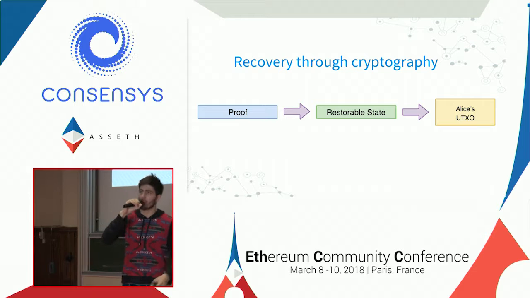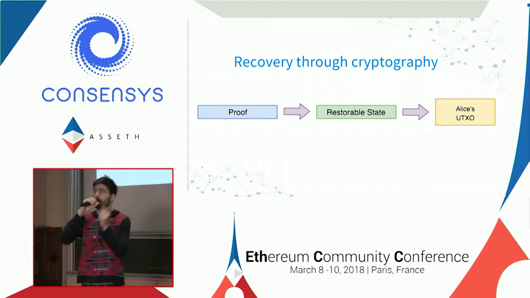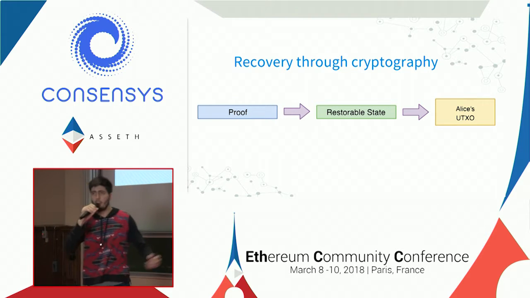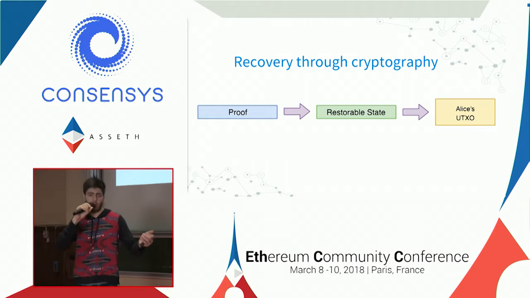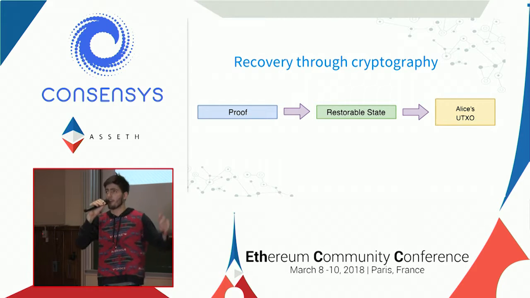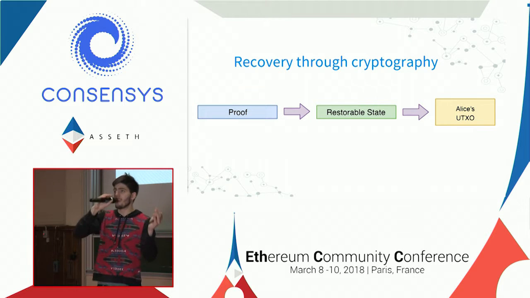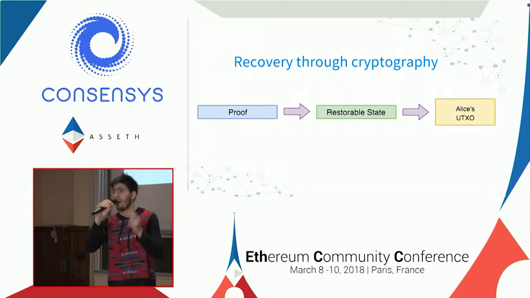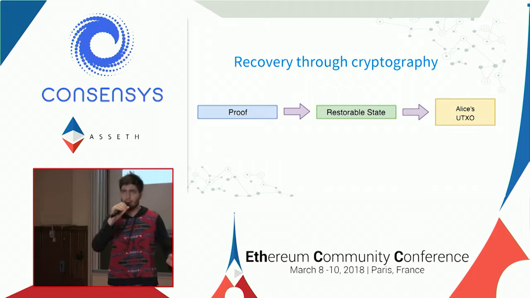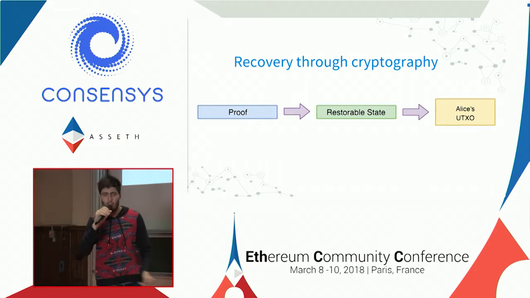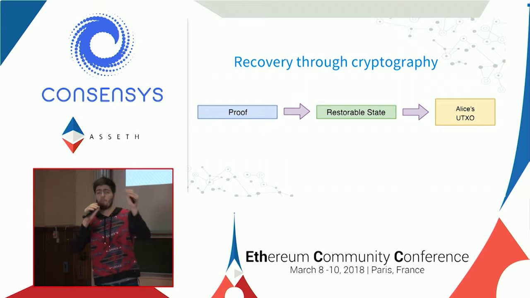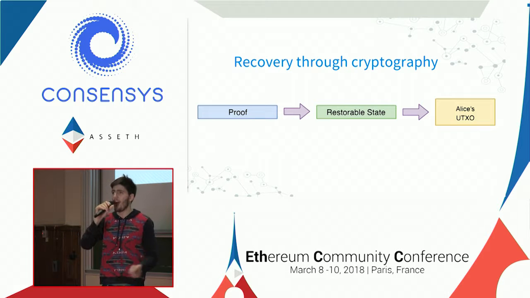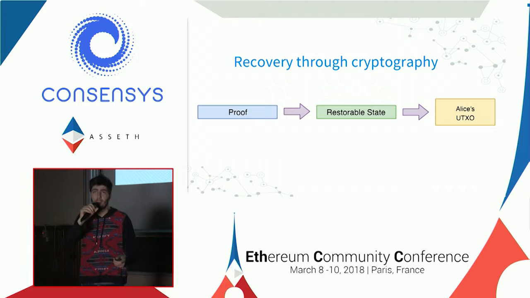But how do we recover this recoverable state? Well, we use cryptography. We compressed it using cryptography, and then to get it back, a user or anyone really could create a cryptographic proof that at a given time this state was a certain way. In this example, at a given time, Alice owned a particular UTXO. And then the user specifies Alice's UTXO, puts in a proof, and then Ethereum processes that and checks that everything is valid. And then boom, you have Alice's UTXO as the output without having to store it directly.